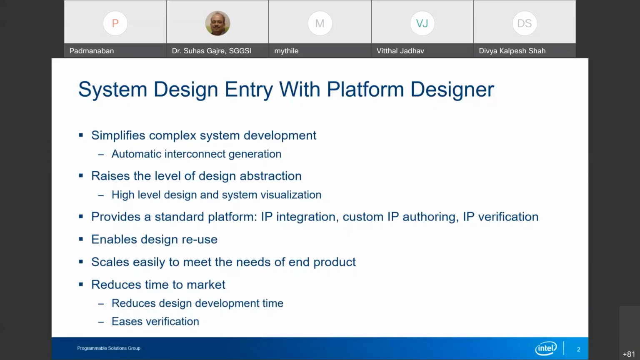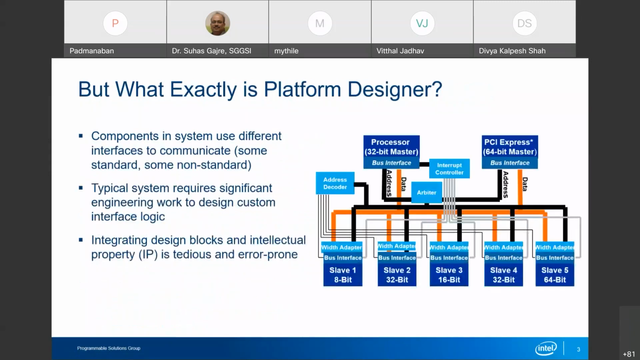What is the advantage of this Platform Designer? It reduces time to market. It reduces design development time because all the IP cores are already available, and we are just going to integrate them and complete the flow. Right? What is the logic? How does it do it? Just understand the concept here.